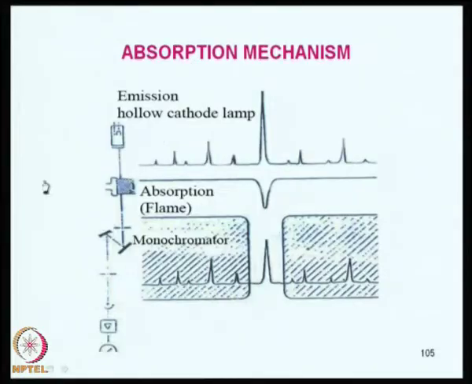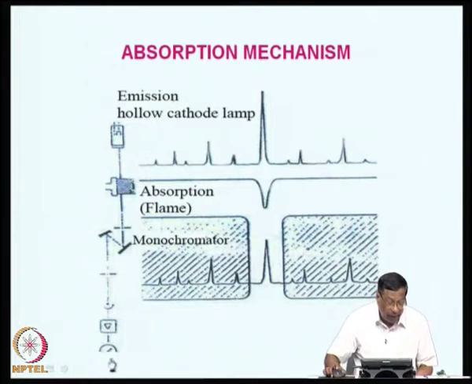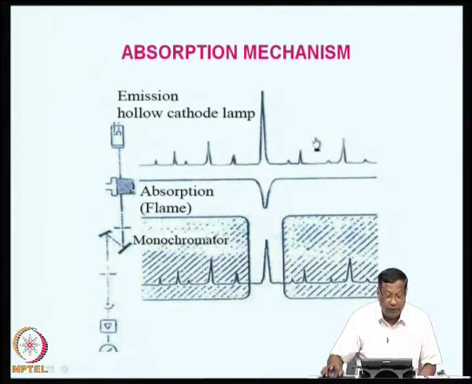That is simple. If you take a look at this figure, what we have here? We have a source, we have a small filter, and then optics, and then it goes through a monochromator, then absorption. This is the hollow cathode lamp. From the hollow cathode lamp you are getting a number of spectrum lines like this: 1, 2, 3, 4, 5. This is the resonance line and these are non-resonance lines.